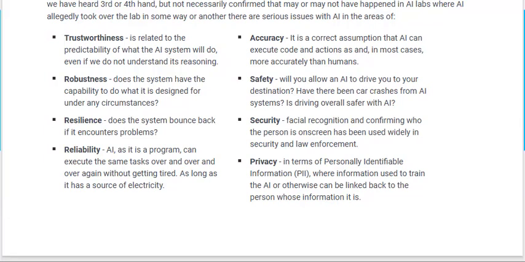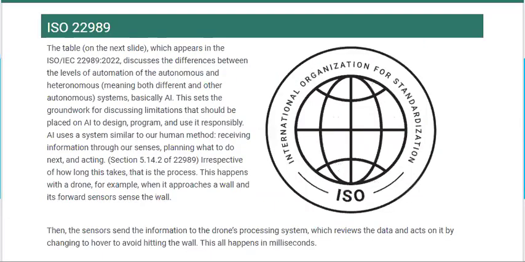ISO 22989. The table on the next slide, which appears in ISO/IEC 22989:2022, discusses the differences between the levels of automation of the autonomous and heteronomous, meaning both different and other autonomous systems, basically AI. This sets the groundwork for discussing limitations that should be placed on AI to design, program, and use it responsibly. AI uses a system similar to our human method, receiving information through our senses, planning what to do next, and acting.